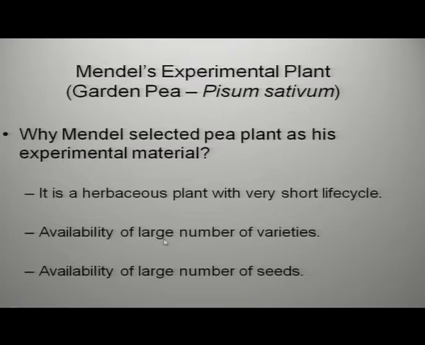The second reason is availability of a large number of varieties. Innumerable varieties of pea plants are available. So, any scientist can use any of these varieties for his experiment. Then this plant will produce a large number of seeds. The availability of a large number of seeds is yet another reason for selecting pea plant as his experimental material. So, if a plant is having only 1 seed, sometimes it will not germinate. In that particular case, the result of the hybridization experiment will not be obtained. So, here there is no chance for the flop of the hybridization program, because a large number of seeds and thereby a large number of progenies will be produced.